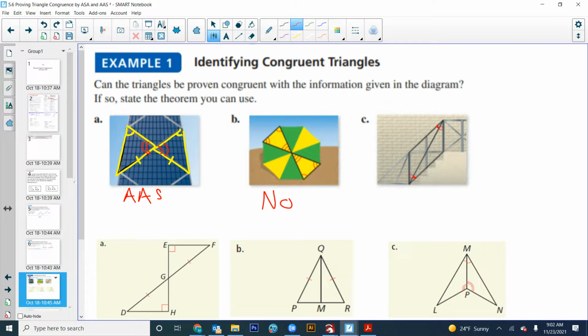Reflexive property. So are these two triangles congruent? By? I hear ASA. Do you agree? You disagree? Okay, this gets confused a lot.